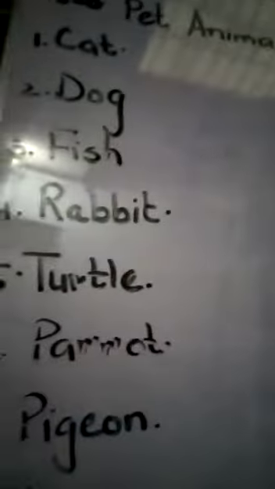And what you are going to do, you have space here, you are going to paste the pictures. See, write pet animals, and on this side you are going to paste their pictures. If you can draw, you can draw or paste the picture. Okay, now move on to the next page. Write today's date on the top and give the heading of sea animals.